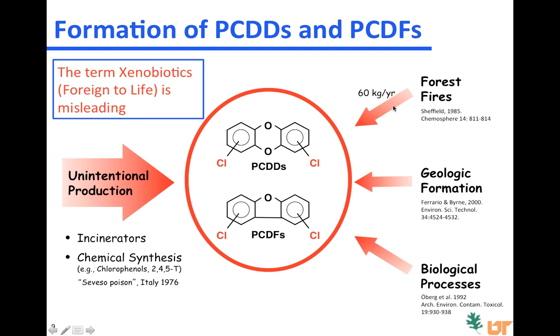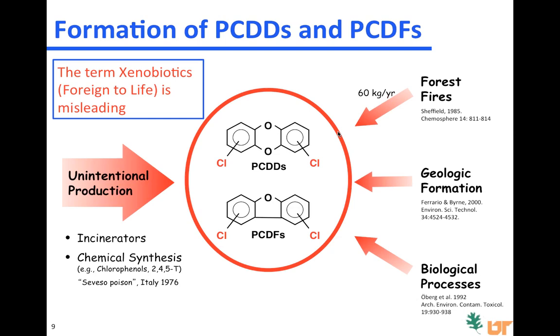Just forest fires produce about 60 kilograms of this material per year. In this accident in Italy, only about 1 kilogram was released. So the point here is that this term xenobiotic, foreign to life, may be misleading, because even chemicals that we viewed as anthropogenic, made by humans, are actually found in nature. And this is a very important observation.